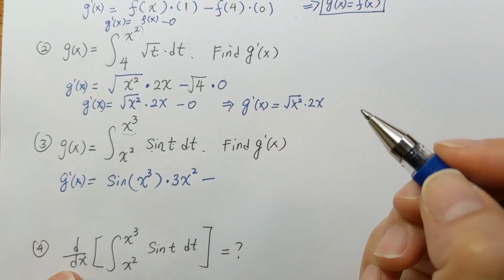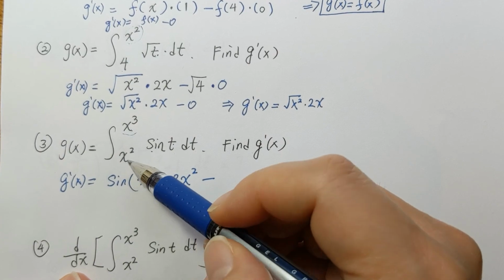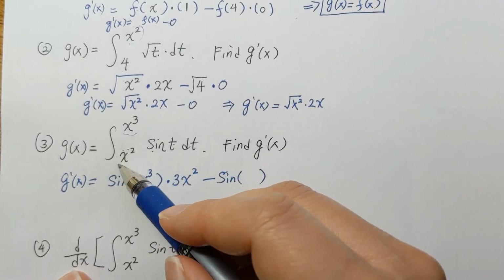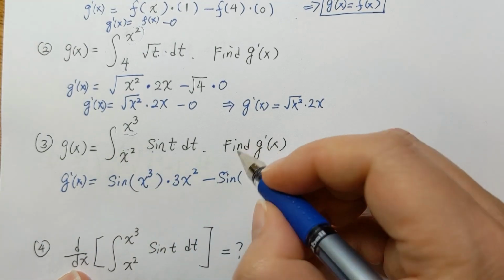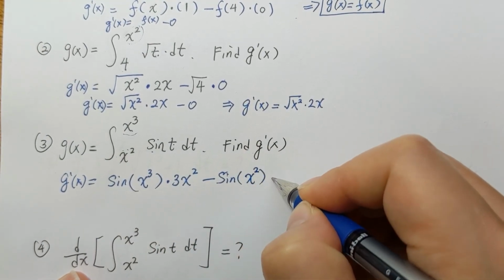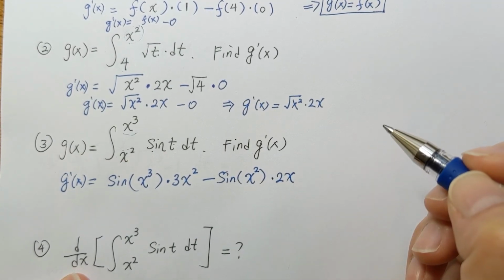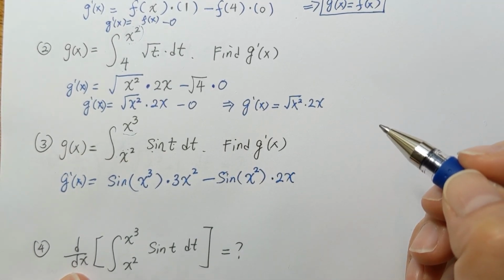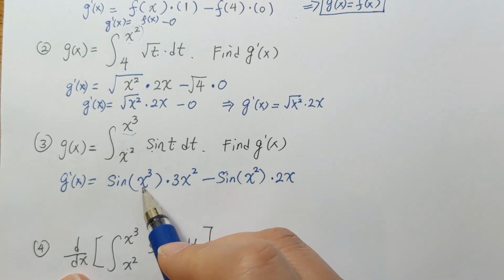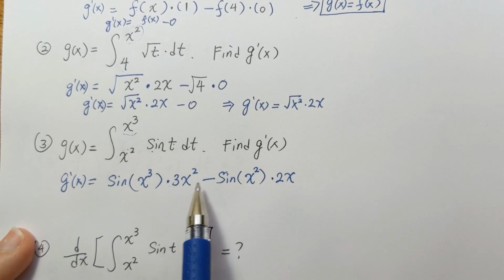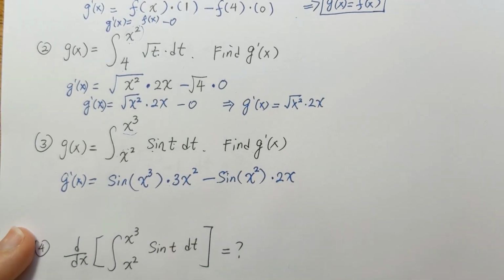And now we do subtraction. We go to the lower limit. Whenever you see t, you put parentheses, and you substitute the x squared into t. And now you multiply the derivative of x squared, which is 2x. We cannot multiply this, so we leave it like this. That will be the answer. Some people say I can factor. You can, but leave it like this.